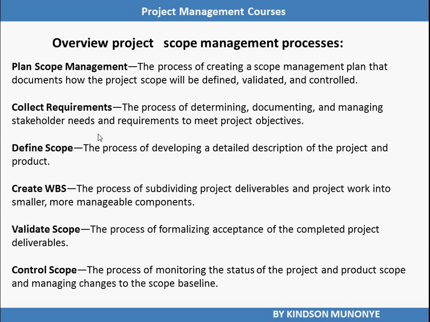Then we also have validate scope. This is under the monitoring and controlling process group. Validate scope has to do with formalizing acceptance of completed project deliverables. So when we say validate scope, think of acceptance of the deliverables by the customer. Control scope is the process of monitoring the status of the project and product scope and managing changes to the scope baseline. So let's start with the first one, plan scope management.